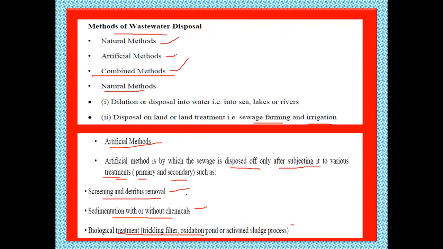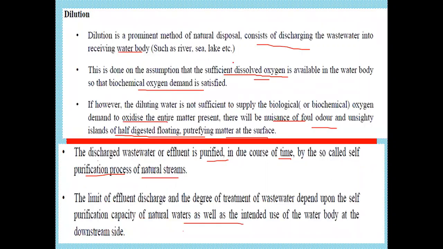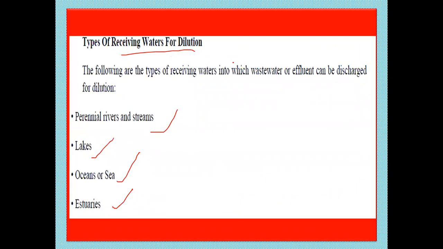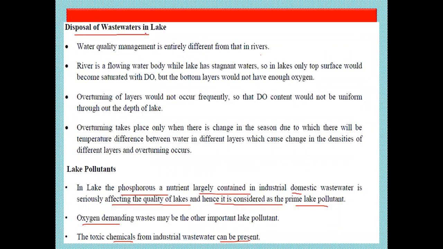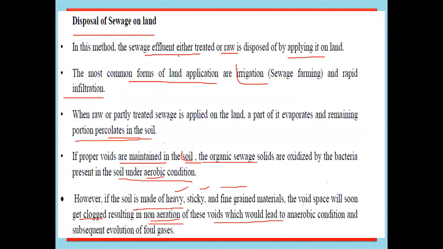See here, the methods of water disposal. We have 3 methods: the types of receiving or dilution, lakes, oceans. Disposal of wastewater in lakes: how we are disposing, and what are the pollutants in the lake. These are the things you have to write. Now disposal of sewage on land. We have 2 types, that is irrigation, sewage farming, and rapid infiltration process.